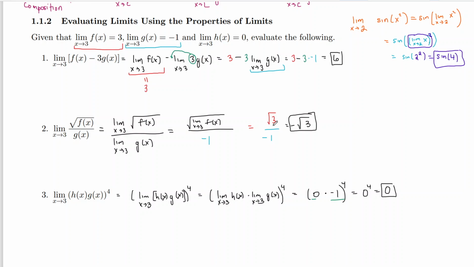So I'm actually going to stop the section right here, and I'll make a new video for the rest of the section so it doesn't get too long, but this is a really good start.